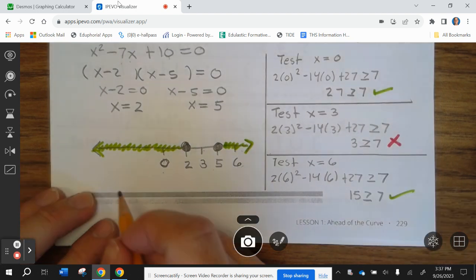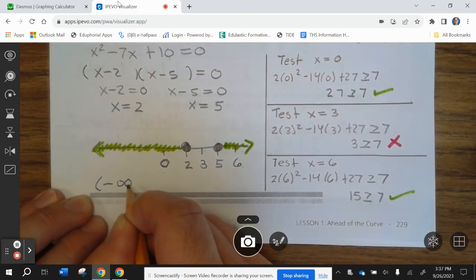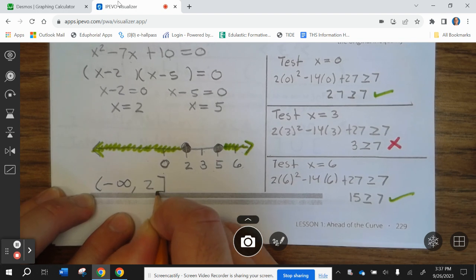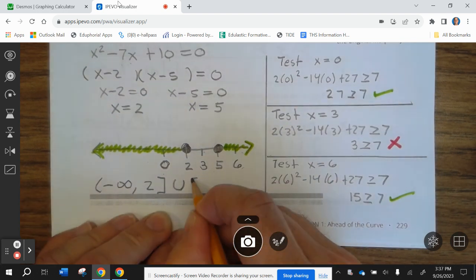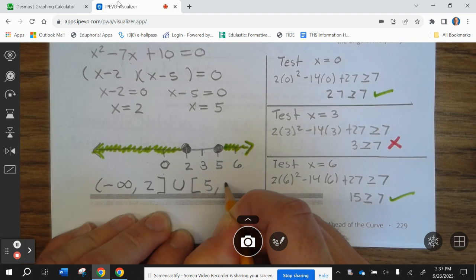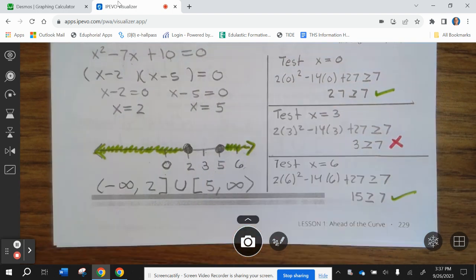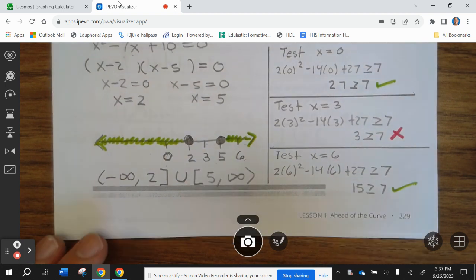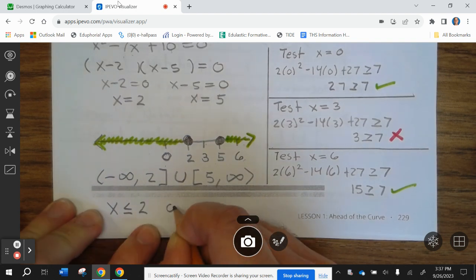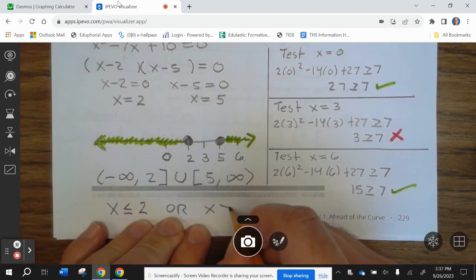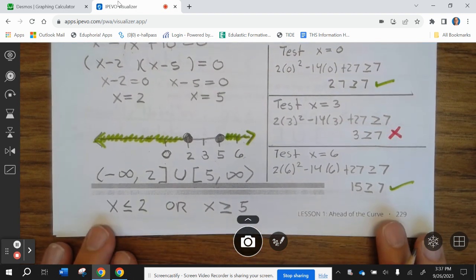So our solution would be from negative infinity to 2 bracket. It's a bracket because it's a closed circle. Or, that means or, bracket 5 to positive infinity. Now, as inequality notation, that would be x less than or equal to 2, or x is greater than or equal to 5. All right, go ahead and finish that up.